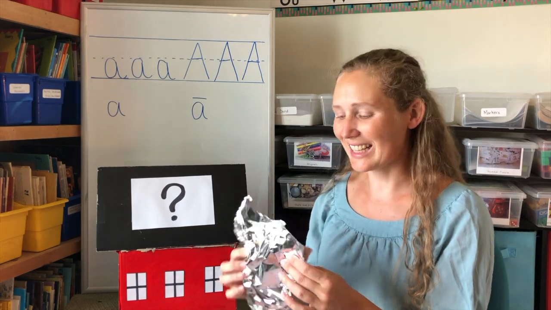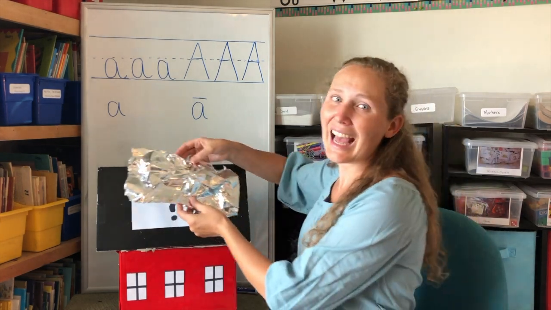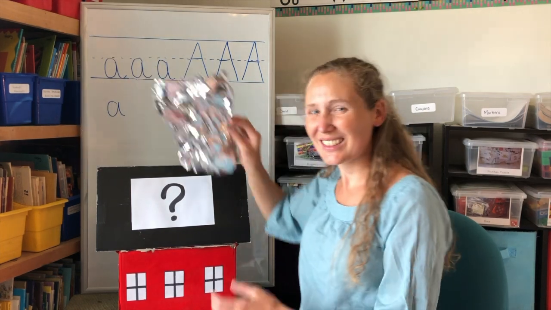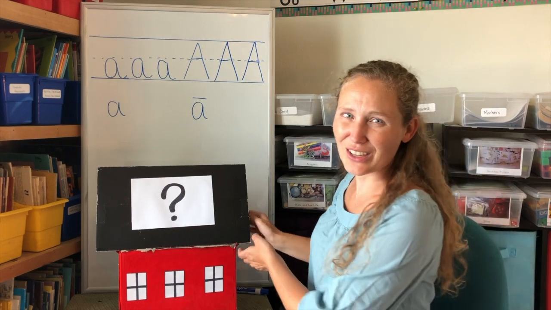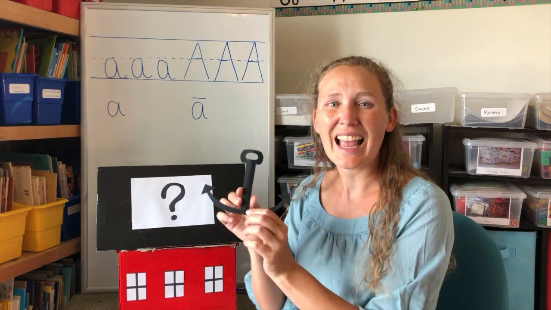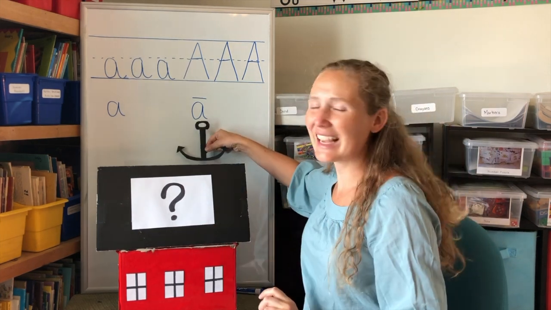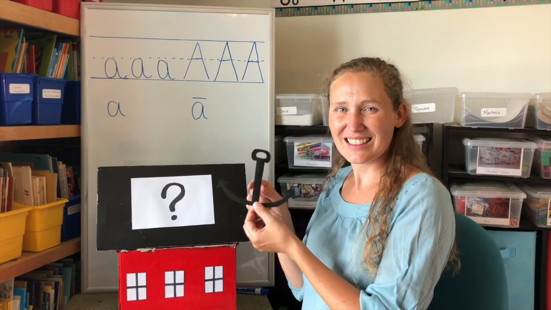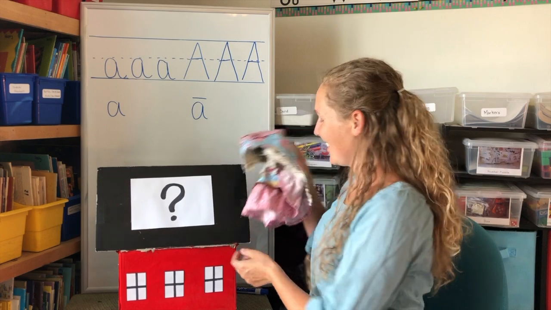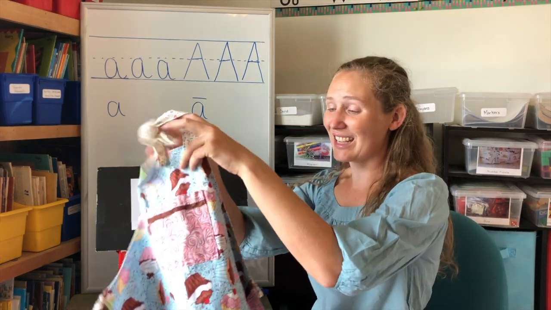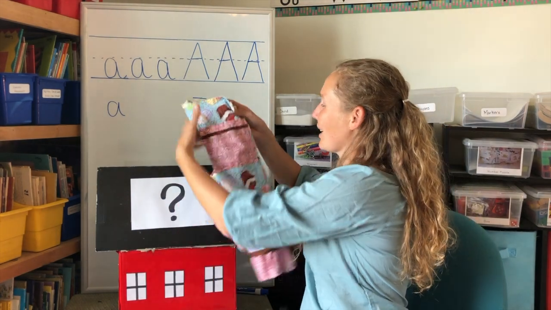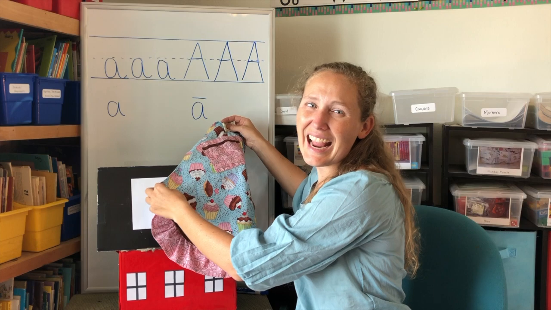You may have used this in the kitchen. This is aluminum foil. Ah, aluminum foil. What else do we have in our schoolhouse? It looks like we have an anchor. Ah, anchor. What's next? Oh, you may have used this in the kitchen as well. What is this? This is an apron. Ay, apron.